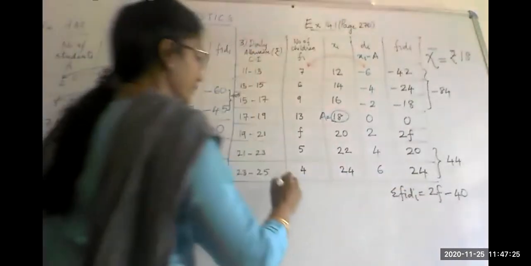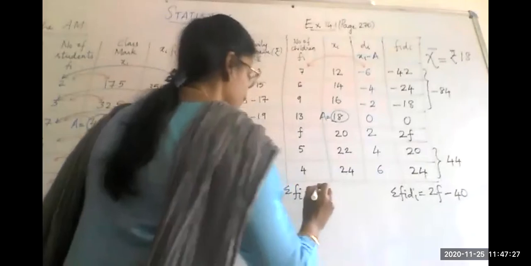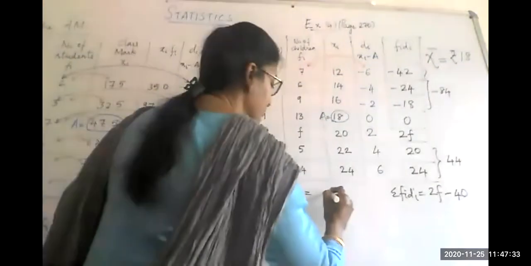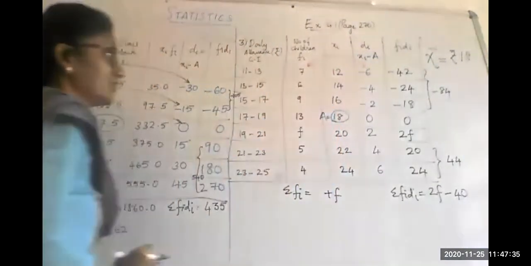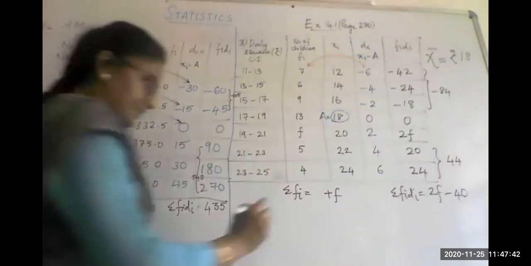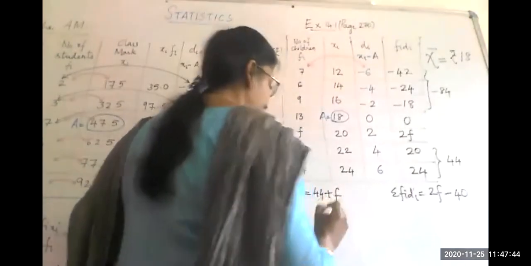What about sigma fi? Add all the values, 44 plus f. Leave the f, we can write it as plus f. Add the remaining numbers 7, 6, 9, 13, 5, and 4. Yes, it will be 44 plus f.